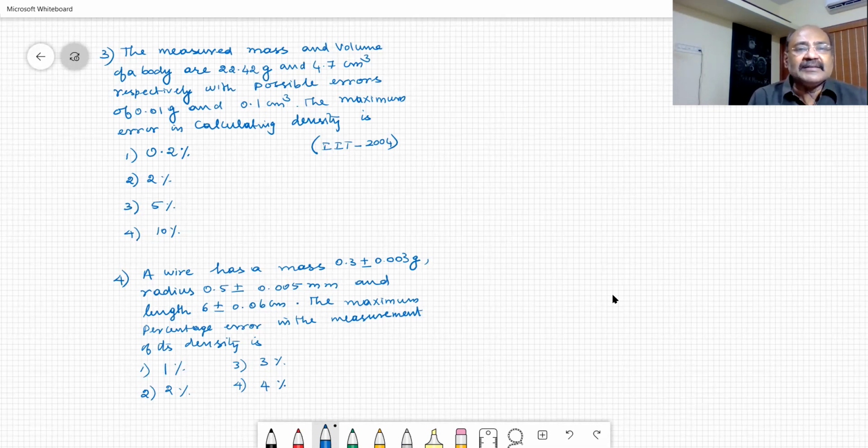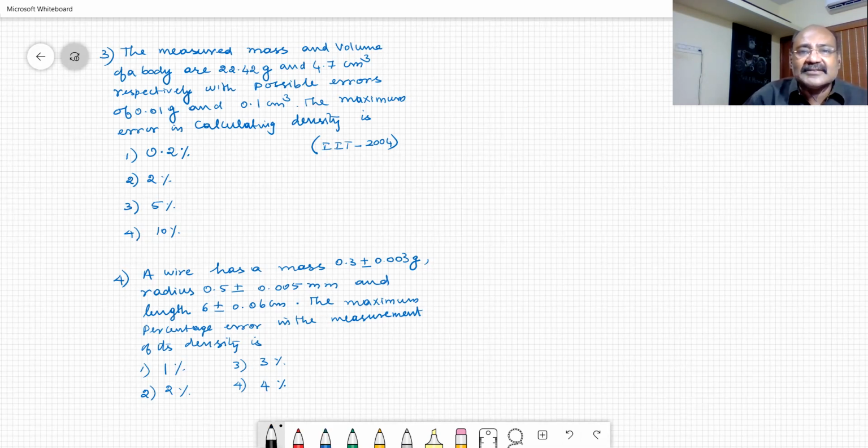See, the measured mass and the volume of the body are 22.42 gram and 4.7 centimeter cube respectively, with possible errors of 0.01 gram and 0.1 centimeter cube. The maximum error in calculating the density is dash. So how can we calculate? Let us find the solution now.